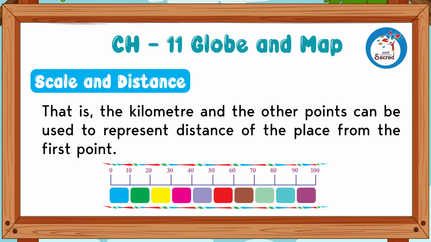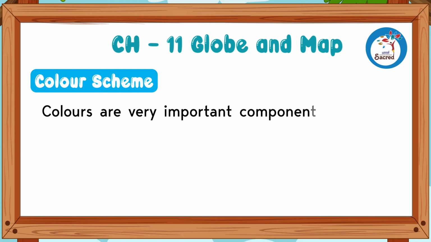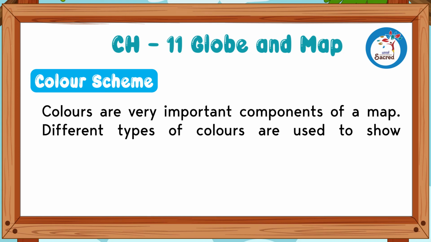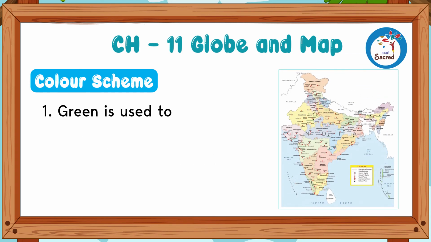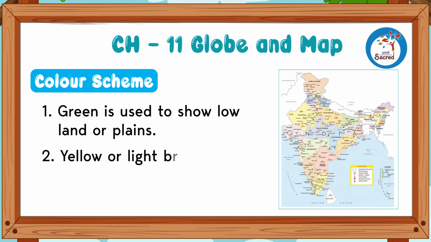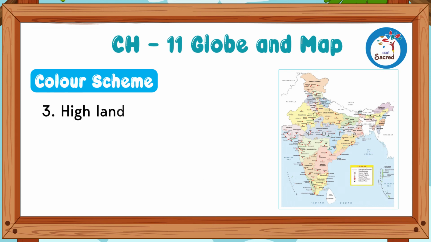Color scheme. Colors are very important components of a map. Different types of colors are used to show different features of a map. The unevenness of land is shown using various colors. 1. Green is used to show lowland or plains. 2. Yellow or light brown are used to show land higher than the lowlands or plains. 3. Highlands are shown using deep brown.